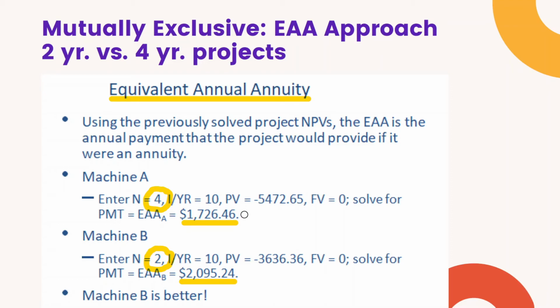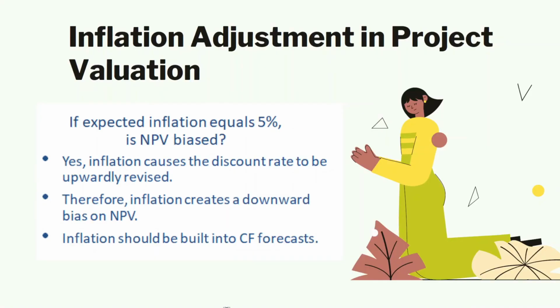Now we compare the EAA, or net present value per year, from each machine, and we see that machine B is the winner. Next is a situation on inflation. To adjust for inflation rate, we must adjust the cash flow of the projects. An example is: what if we expect the inflation rate to be equal to 5% per year? What will be the inflation adjustment in the project's valuation?